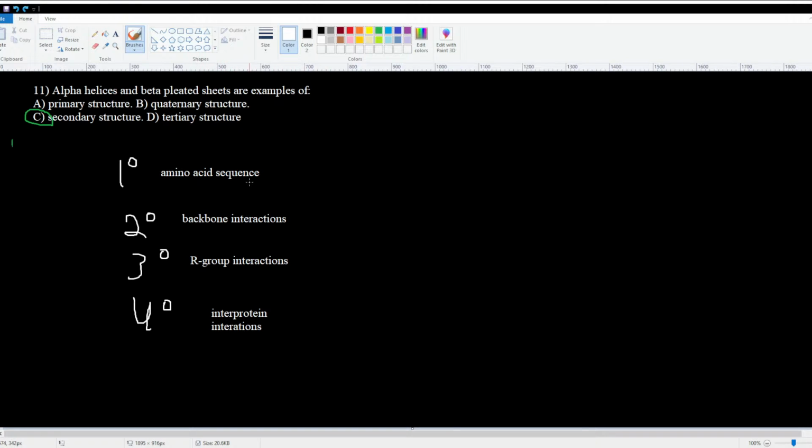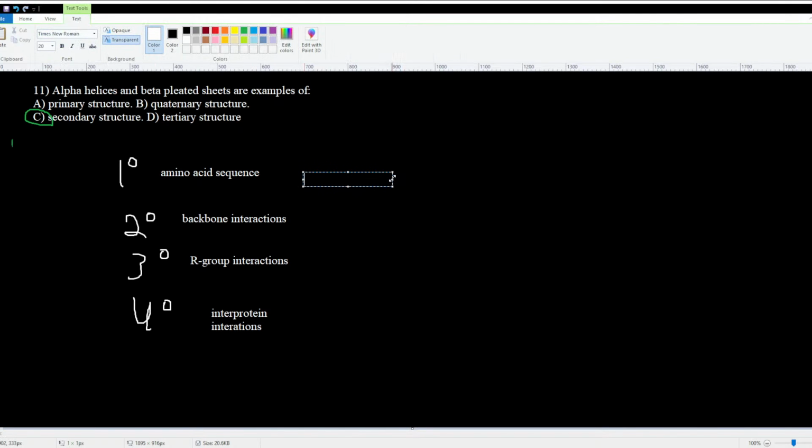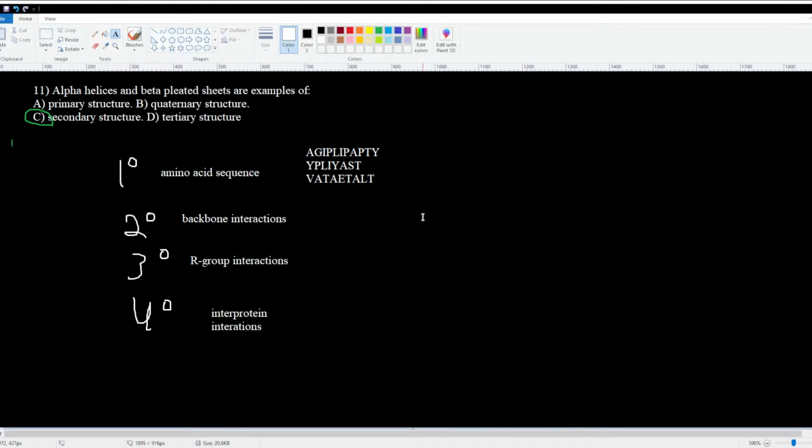So, amino acid sequence, right? Each amino acid has a one letter code. So what this can mean is you can have an amino acid sequence with A, G, I, P, L, I, P, A, P, T, Y, or it could be like Y, P, L, I, P, A, S, T, or it could be V, A, or it could be that. So what I'm trying to get at is all of these are different from each other.